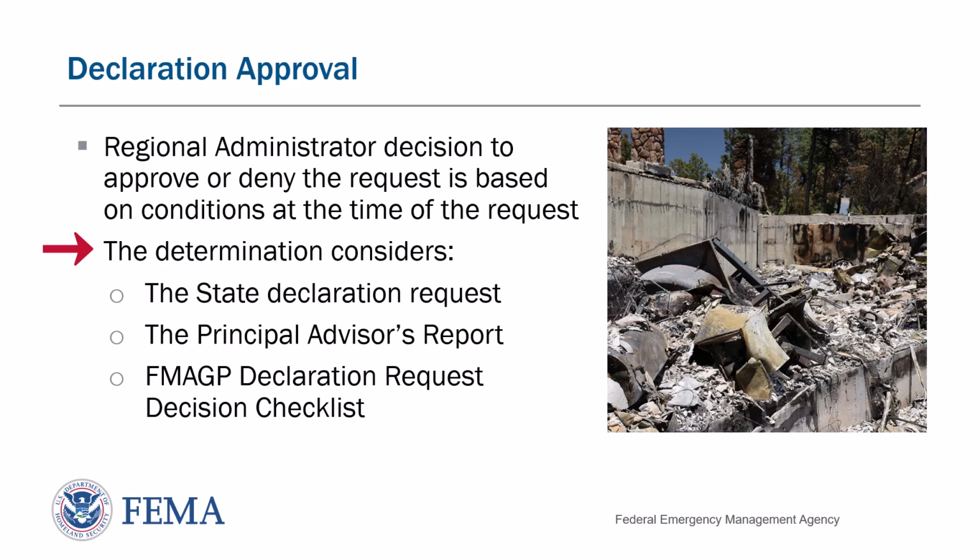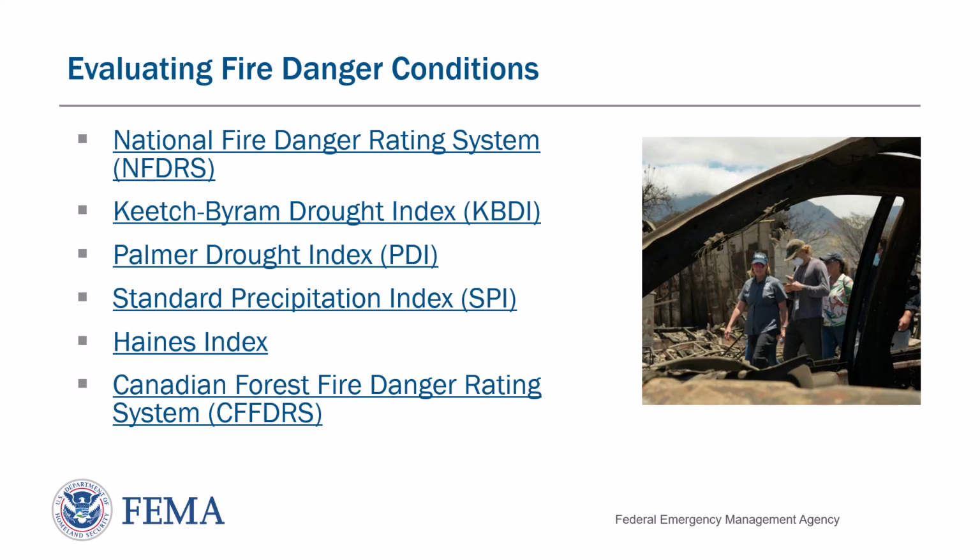The Regional Administrator considers the information in the following documents: the State Declaration Request, the Principal Advisor's Report, and the FMAG Declaration Request Decision Checklist. The applicable fire danger condition is a key item of information that is evaluated by FEMA when deciding whether to approve a fire declaration request.